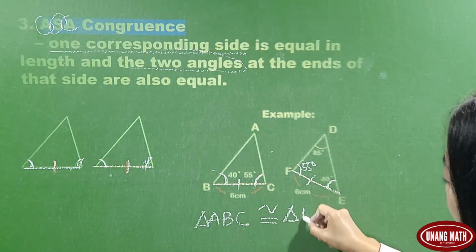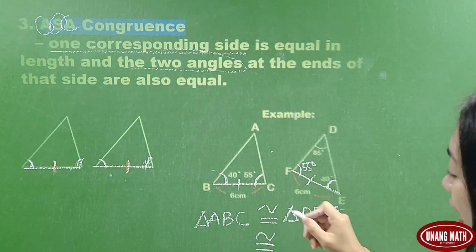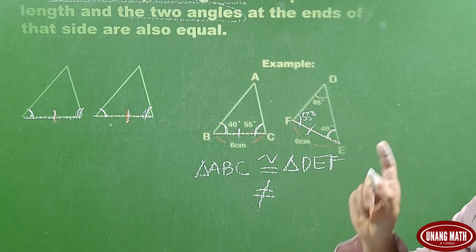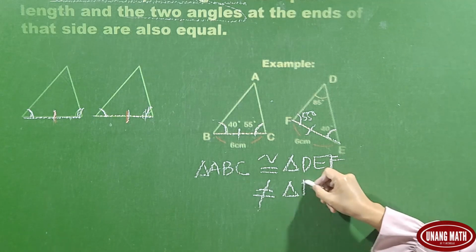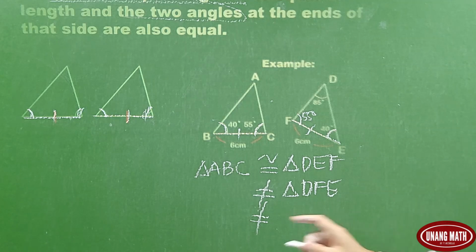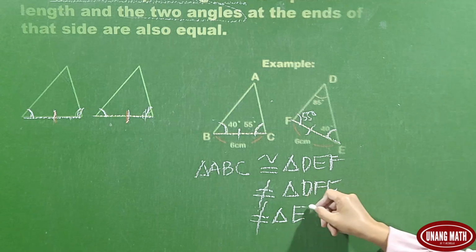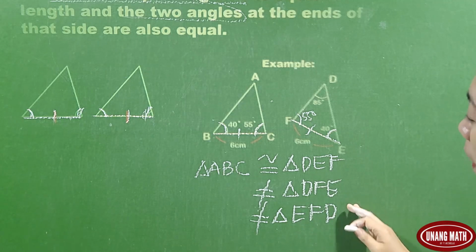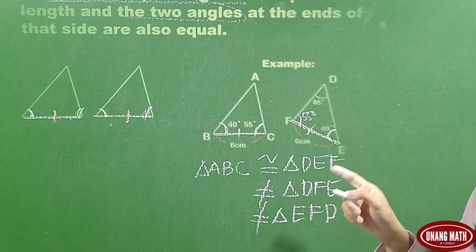So triangle DEF. Triangle ABC is not congruent to triangle DFE. This is also not congruent to triangle EFD. Okay, EFD. Because again, consider the one corresponding side. This must be equal in measure.